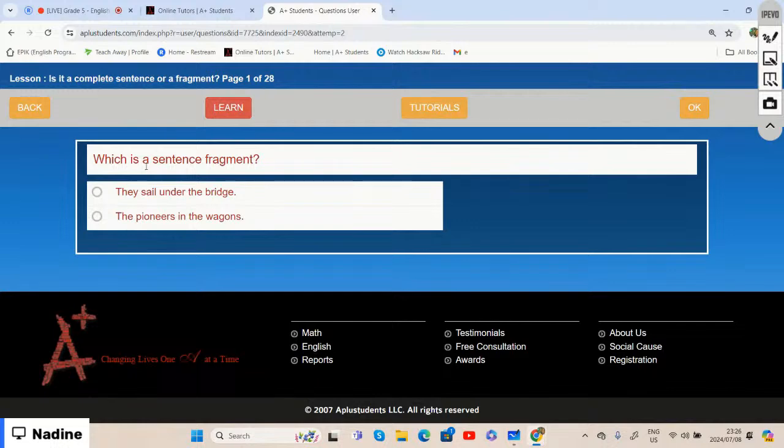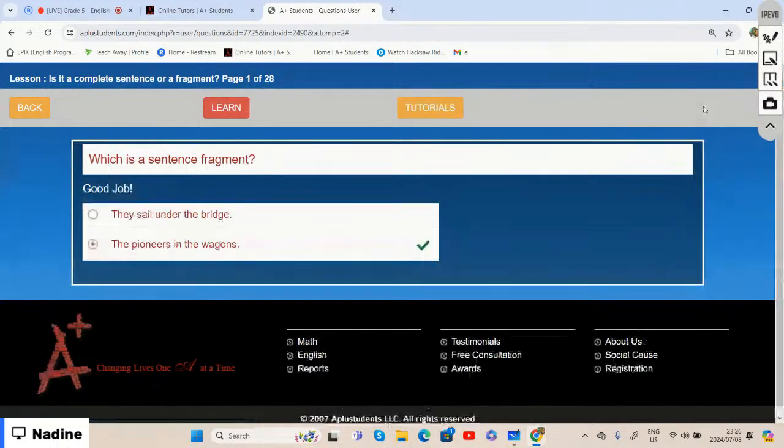All right. So if we are saying option two, then what is it missing? Is it missing a subject or is it missing a verb? So if we say option two, which is the pioneers in the wagons, then we can say it is missing a verb because it's only telling us the pioneers in the wagon. So we need to ask ourselves, what are the pioneers in the wagons doing? Right? They're not telling us what the pioneers in the wagons are doing. So well done. Option two is correct.